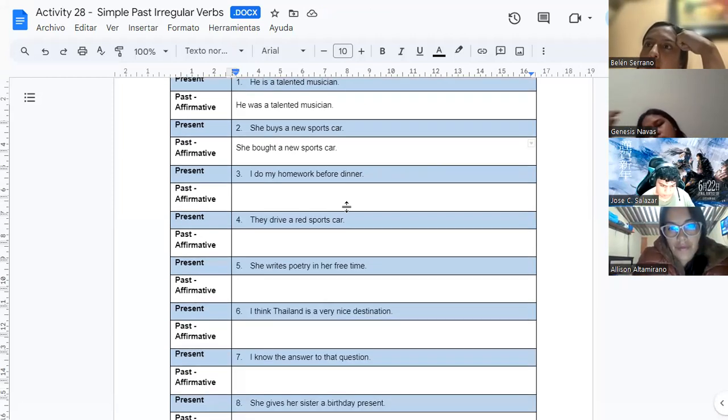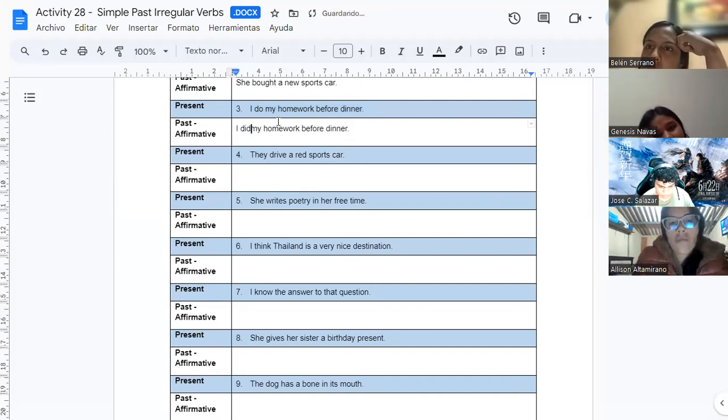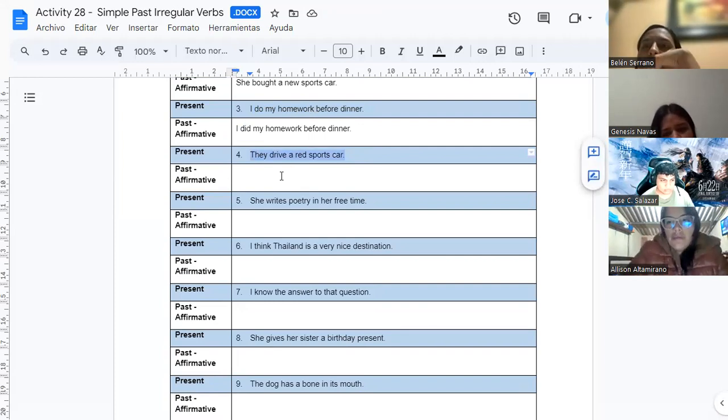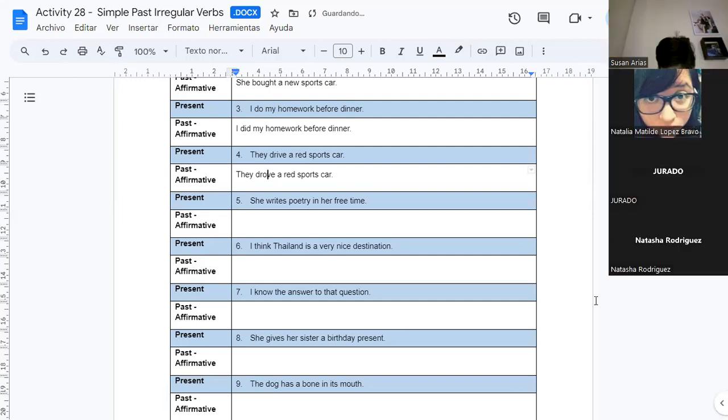Very good. Allison, number 3. I do my homework before dinner. What is the simple past of that sentence? I did my homework before dinner. Good. And Genesis, they drive a red sports car. They drove a red sports car.